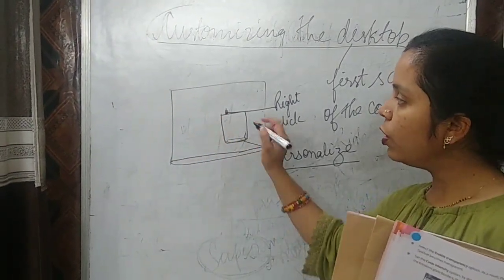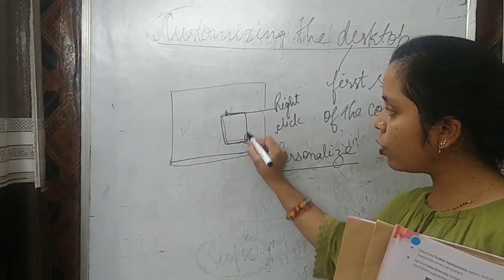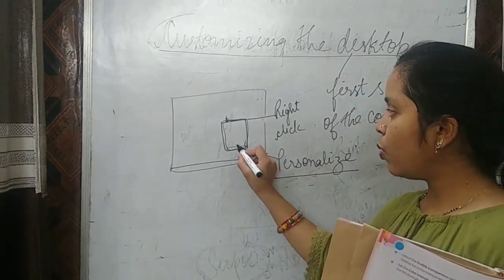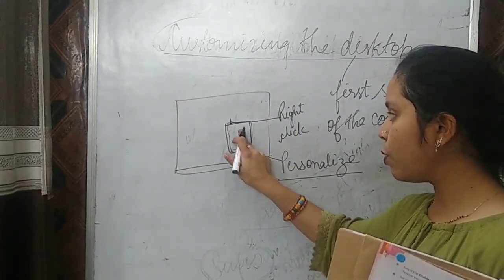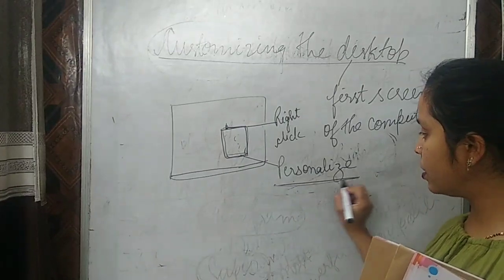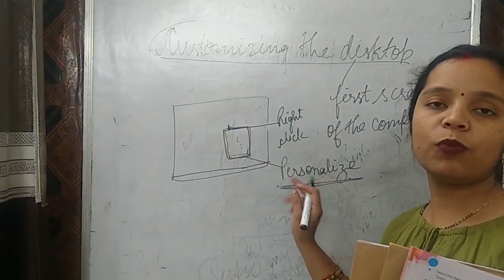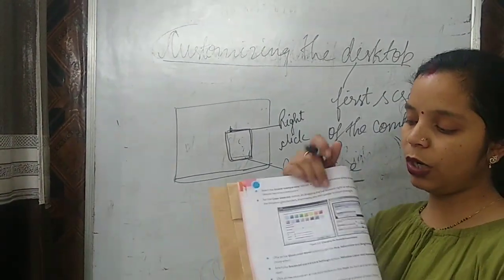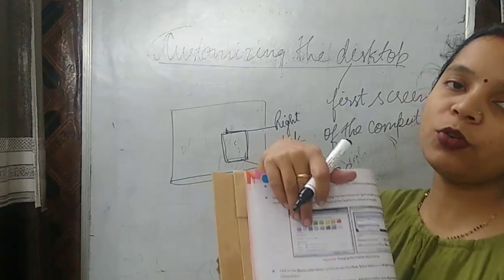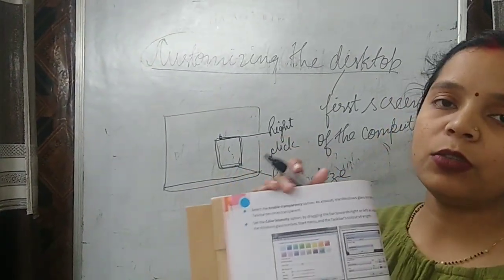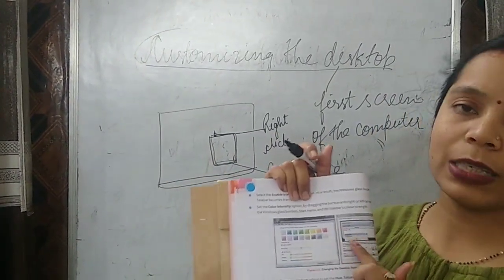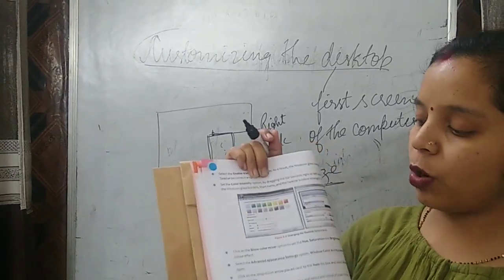For that what you will do? You will right click anywhere on the desktop. One menu will come, and from this menu you will choose the Personalize option. When you click on it, one window will open, and from here you can choose different options and change the appearance of your desktop.